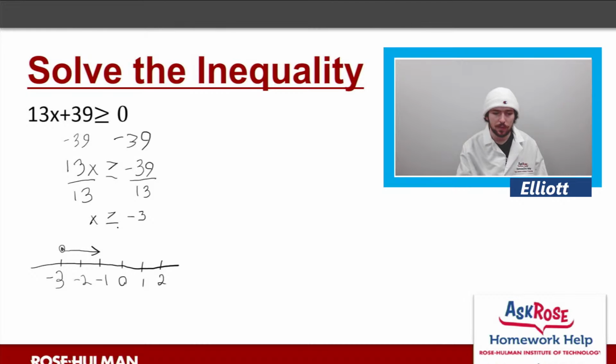So let's say if we plugged in 1 for x. And this one's pretty easy. So 13 times 1 plus 39 is greater than or equal to 0. And this, of course, is definitely greater than 0. We get 52 is greater than or equal to 0. And that is totally true.